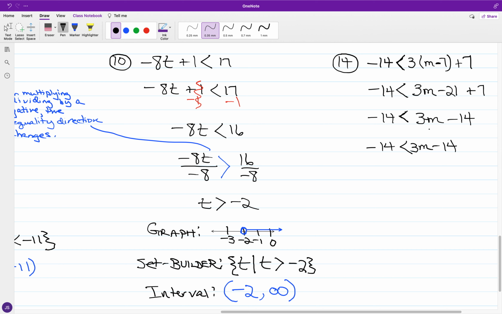And I'm going to get the variable term by itself. So I'm going to move the 14 over by adding. And -14 plus 14, that would be 0. We have that 0 is less than 3m. And get what I have in terms of m.